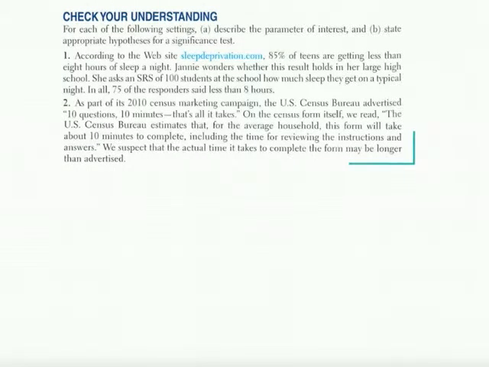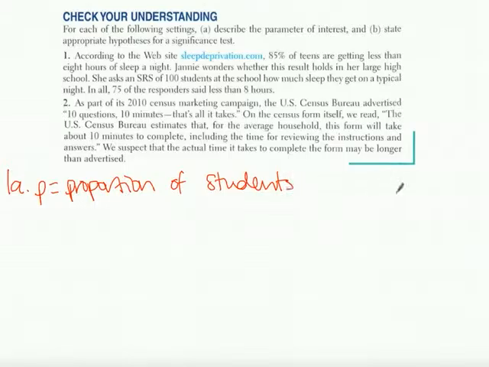For A, on number 1, we need to state what the parameter is. So for this case it's going to be P, and so P would be equal to the proportion of the students at Janie's high school who get less than 8 hours of sleep.